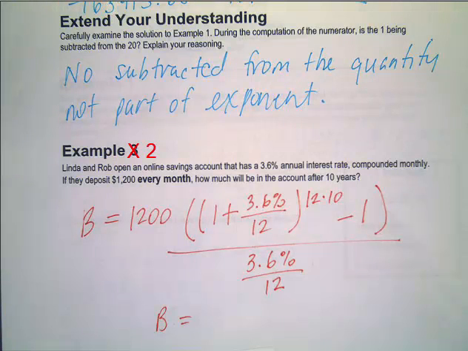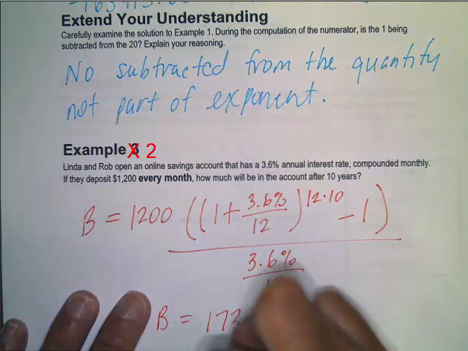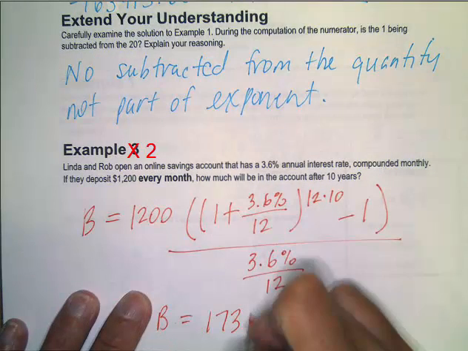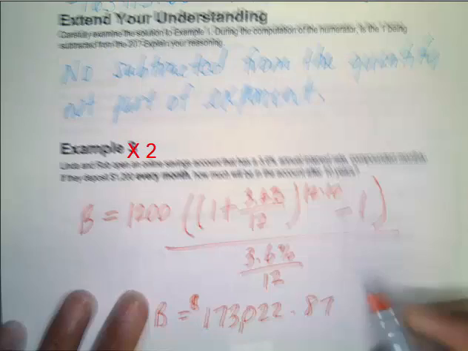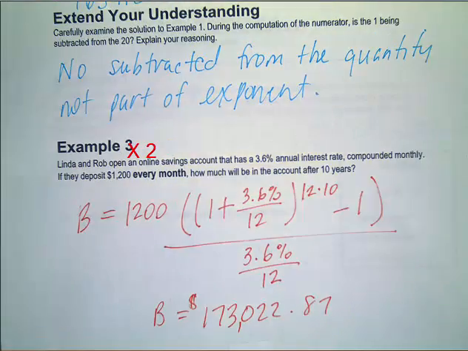So your answer should be 173,022.87. So that is $173,000. $173,022.87. Woo, that's a lot of money.